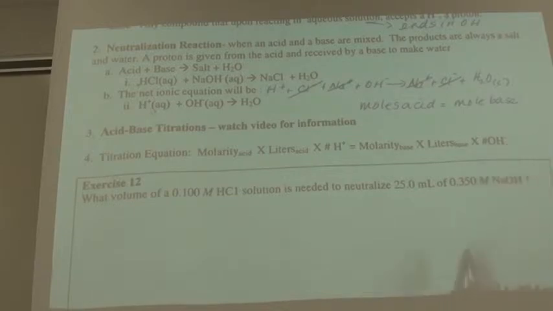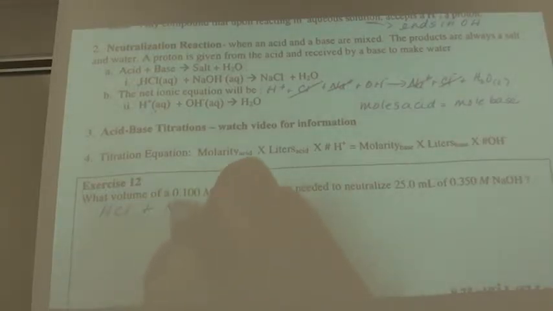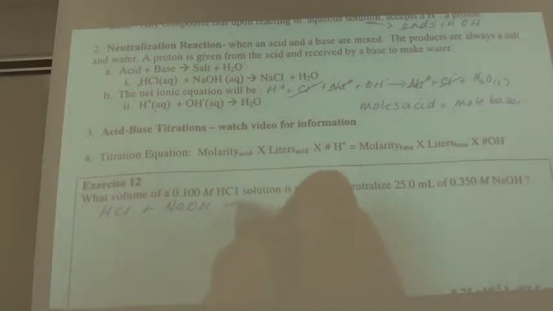Okay? So that brings us to this problem. What volume of a 0.1 molar HCl solution is needed to neutralize 25 milliliters of a 0.350 molar solution of NaOH? First thing we should do is write a balanced equation: hydrochloric acid plus sodium hydroxide will result in the salt, NaCl, and the water.